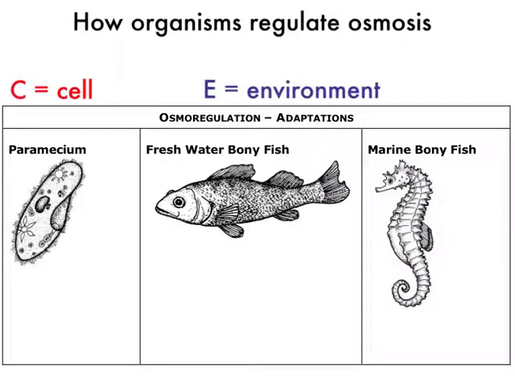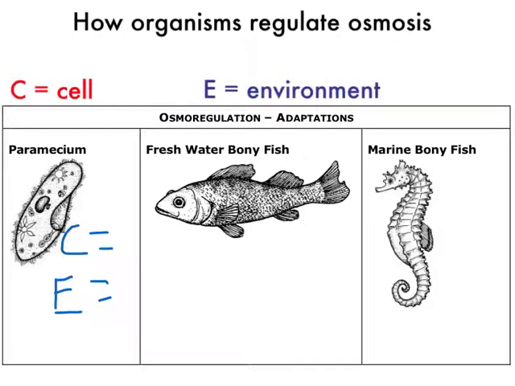On this page, what I'd like you to do is try and make some guesses as to how these organisms survive in their environments. What I want you to do is label C and E. C equals and E equals. Now, it's either going to be hyper or hypotonic. So a paramecium, they live in ponds. Is the cell hyper or hypotonic to its environment? Same with the freshwater bony fish and the marine bony fish.